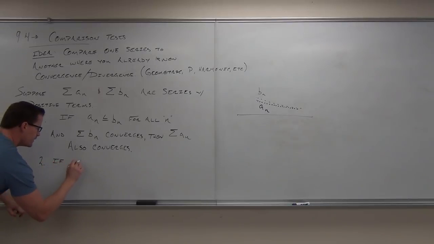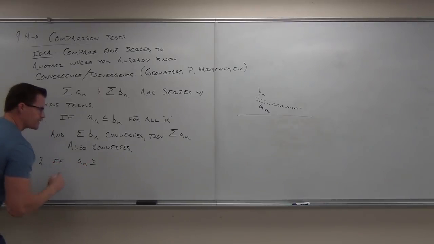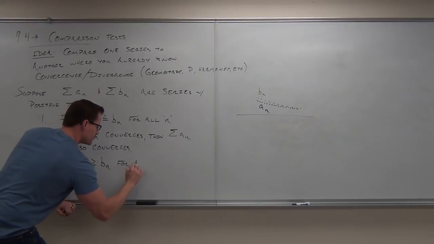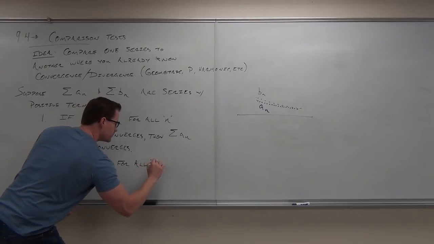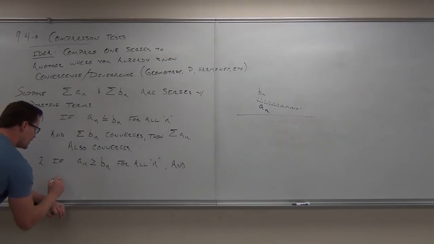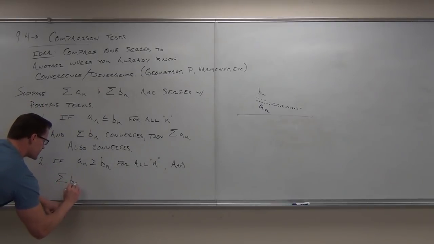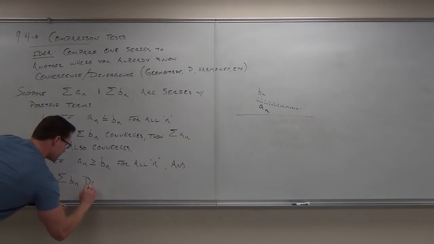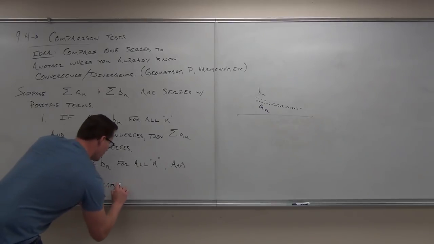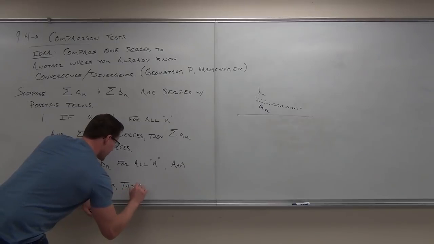If A sub n is always bigger than or possibly equal to B sub n for all n, and the series of B sub n diverges, well, then the series of A sub n has to diverge.